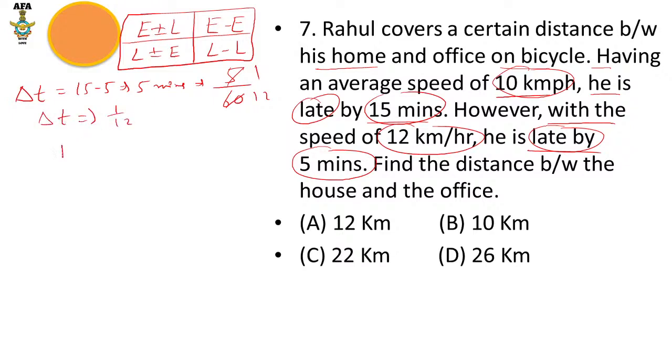So I know one formula: D equals delta t times s1 into s2 by mod s1 minus s2. This is the formula. So what is delta t? Delta t is equal to 1 by 12. What is the value of s1? Speed 1 is 10 km per hour, so s1 is 10 km per hour. S2 is 12.